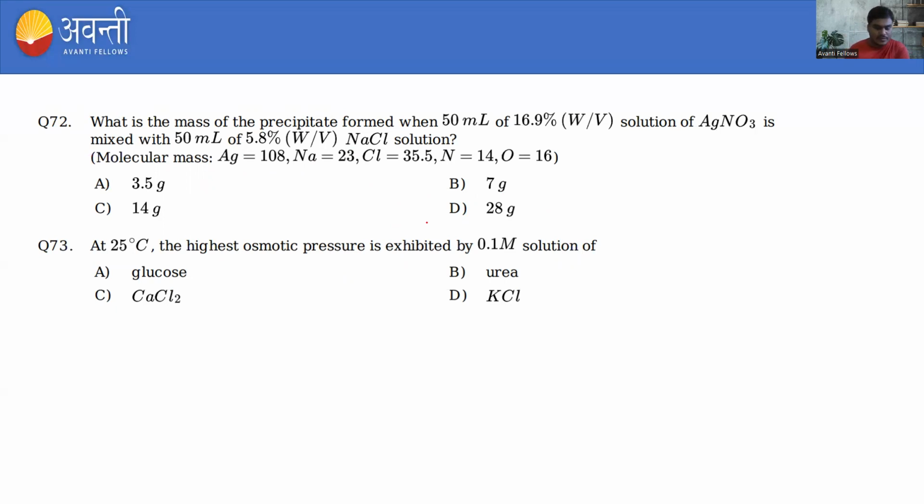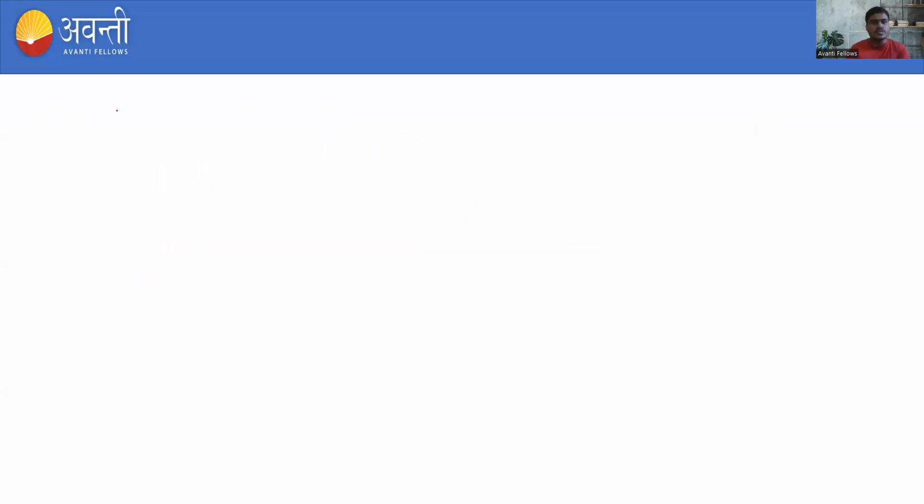So how will you find this value, beta? We know that you just write the reaction. AgNO3 reacts with NaCl, and they form AgCl plus NaNO3. So AgNO3 plus NaCl react to form AgCl plus NaNO3.